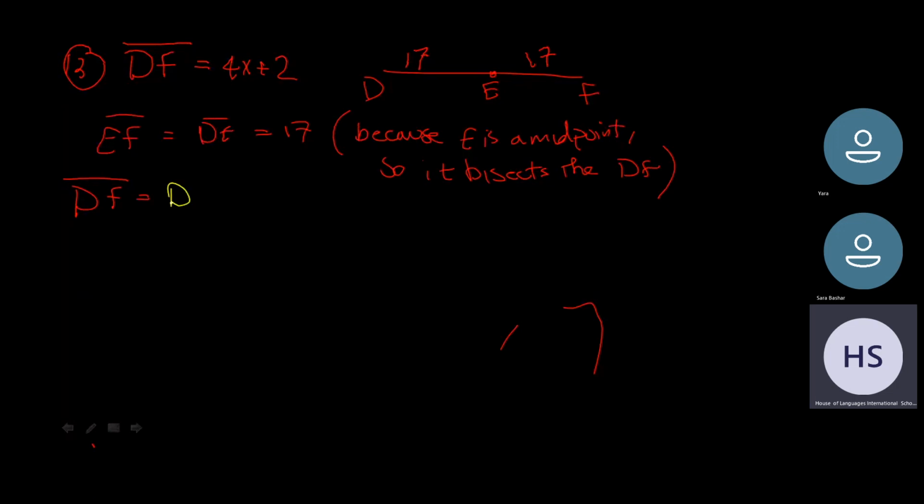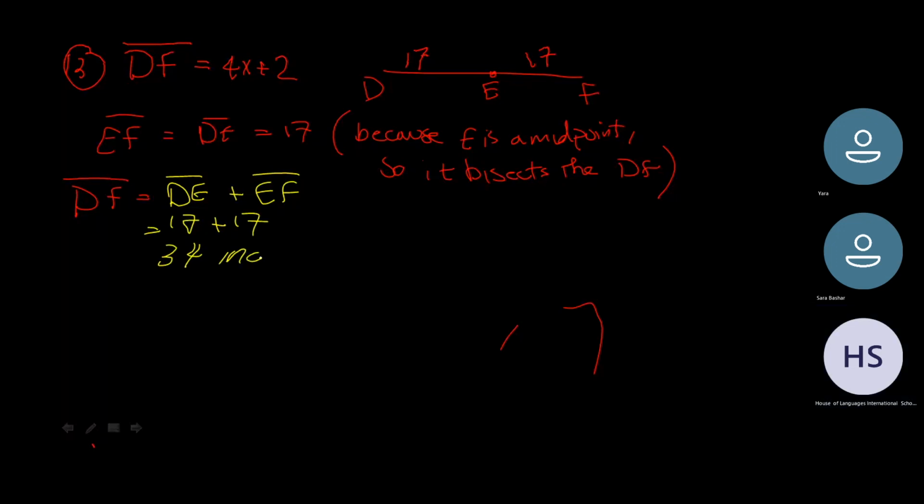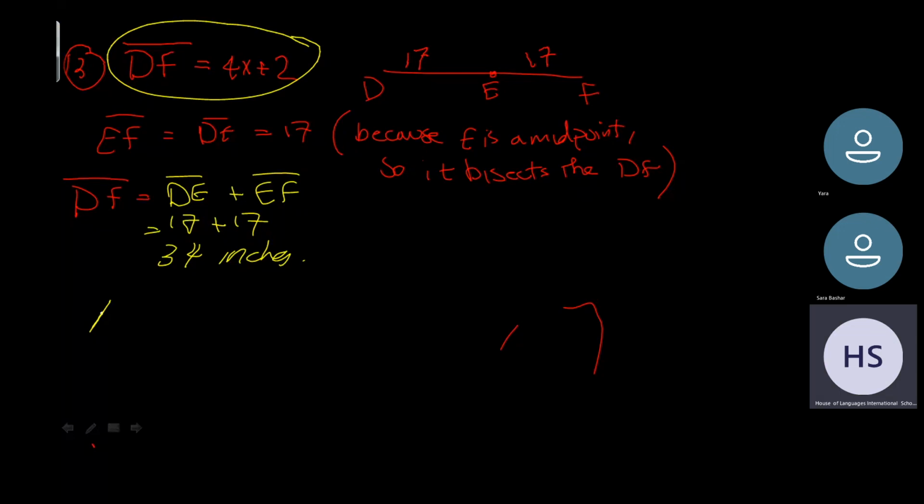So DF is the length of DE plus the length of EF, which means 17 plus 17, which is 34 inches. Now 34 is the solution of this one. So for 4x, now 4x plus 2 is equal to 34.